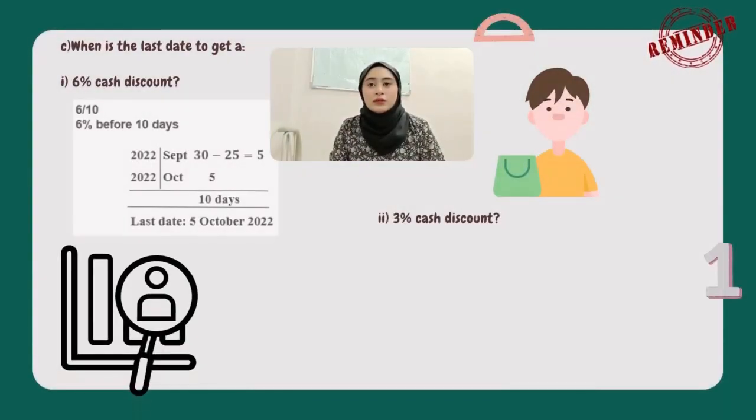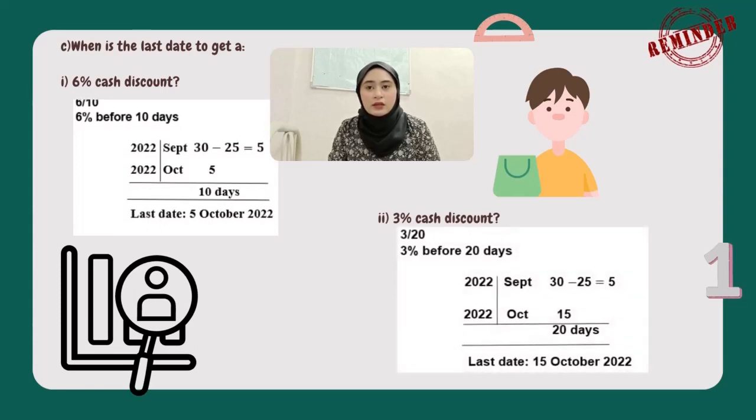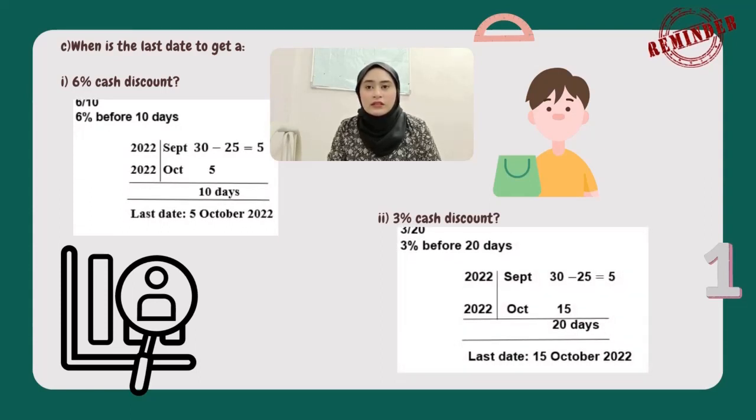Question 2C1. When is the last date to get the 6% cash discount? 6% over 10 days, so 6% before 10 days. In September, there are 30 days, then I subtract 25 days and the remaining days are 5 days. The last date of the 6% cash discount is 5 October 2022.